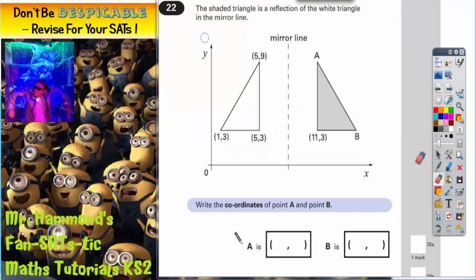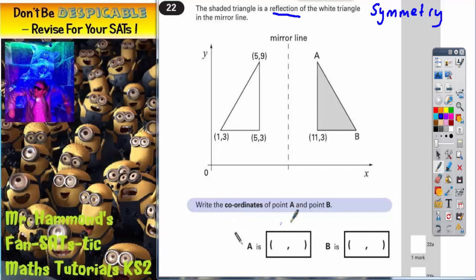Question 22. The shaded triangle is a reflection of the white triangle in the mirror line. So there's the two triangles, mirror lines down the middle. Now because it's a reflection, we know that there will be some sort of symmetry involved. It will be symmetrical on both sides. Now that will come into play even though it is a coordinates question.